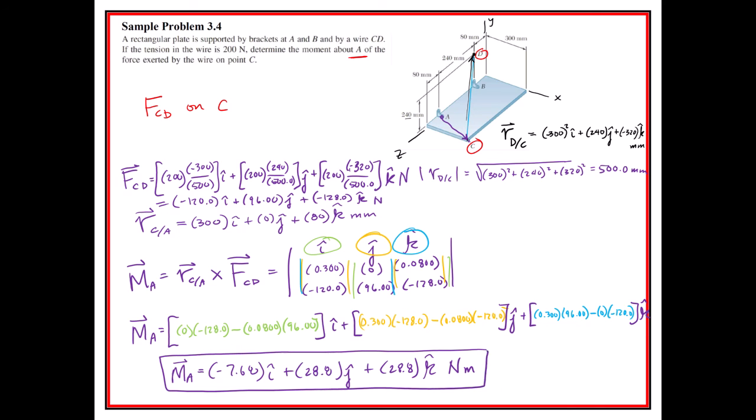Once again, I just want to emphasize that what we're doing here is finding the moment about A of the force exerted by the wire, which is another way to say it's an equivalent moment. What is the equivalent moment of those? And so we are done.